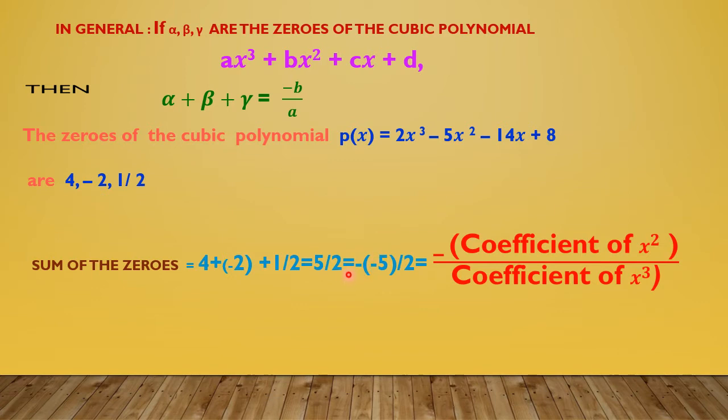Now that is equal to minus b by a. This minus is over here. b is minus 5. This is the value of the coefficient of x squared. The coefficient of x squared is minus 5. And what is the coefficient of x cubed? It is 2. So this is b and this is a. But we don't forget to put minus because we need minus b upon a. So that is equal to minus of coefficient of x squared by coefficient of x cubed. So this is the relationship.